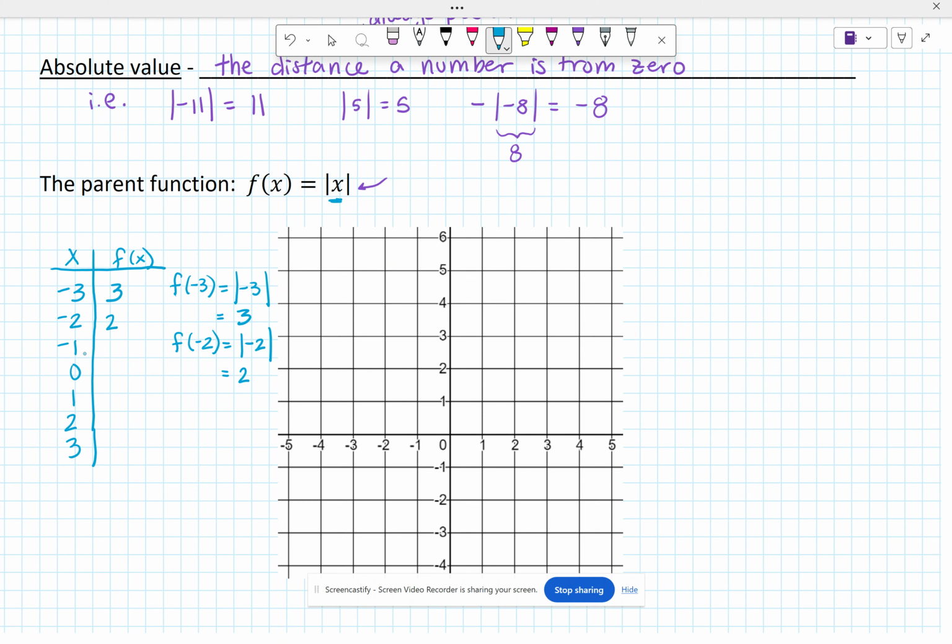What is the absolute value of negative 1? It is 1. What is the absolute value of 0? 0. What is the absolute value of positive 1? It's still 1. The absolute value of 2 is 2, and the absolute value of 3 is 3.